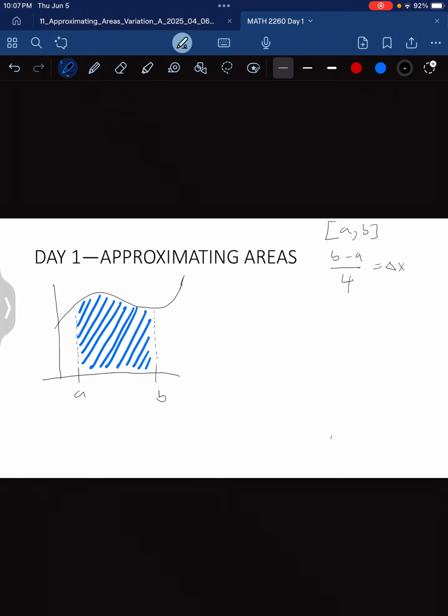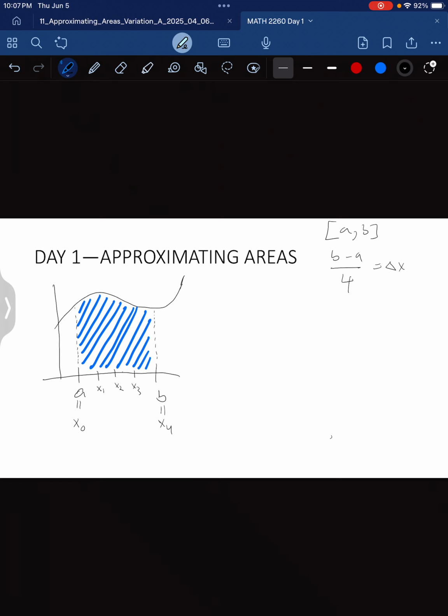All right, and then we're going to do some more notation here. So I'm going to call a x sub 0, and then we want 4 rectangles, right? So this will be x1, x2, x3, and b is x4, as you would hope, okay?